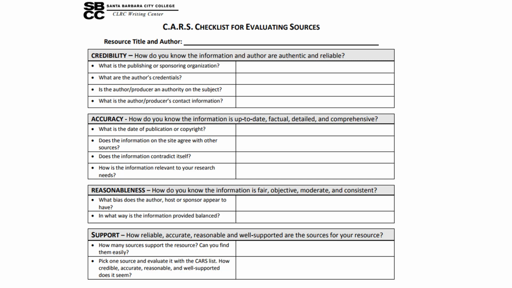Accuracy. How do you know the information is up to date, factual, detailed, and comprehensive? Sometimes you're doing a paper for school and people say, only articles from the last 5 years or only articles from the last 10 years. And often that's a very good thing, right? You probably don't want 20-year-old information about something like cultural awareness or a medical condition. You probably want the most up-to-date information that there is.